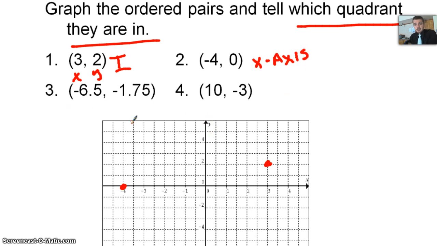Now these guys I cannot graph. They're not on my graph, and that's okay, but I can tell you which quadrant they're in. If I went negative 6.5 over and then negative 1.75 down, I'd be in the third quadrant. And the last one, if I went 10 over on the x and then negative 3 down on the y, I'd be in the fourth quadrant. And that's all there is to it.